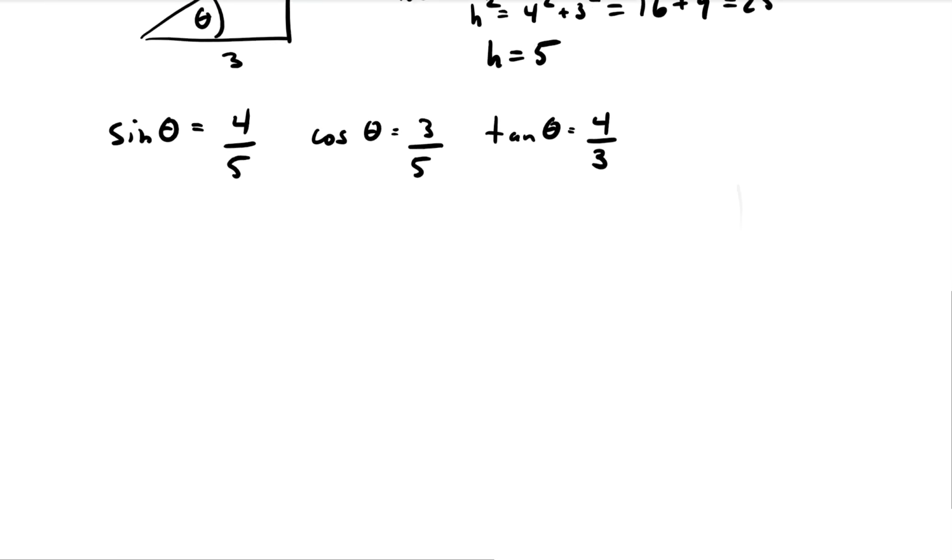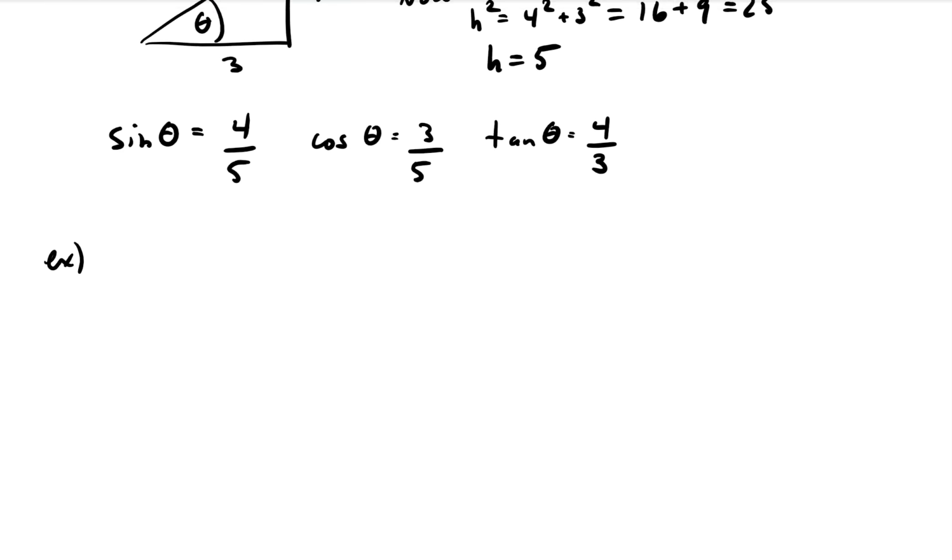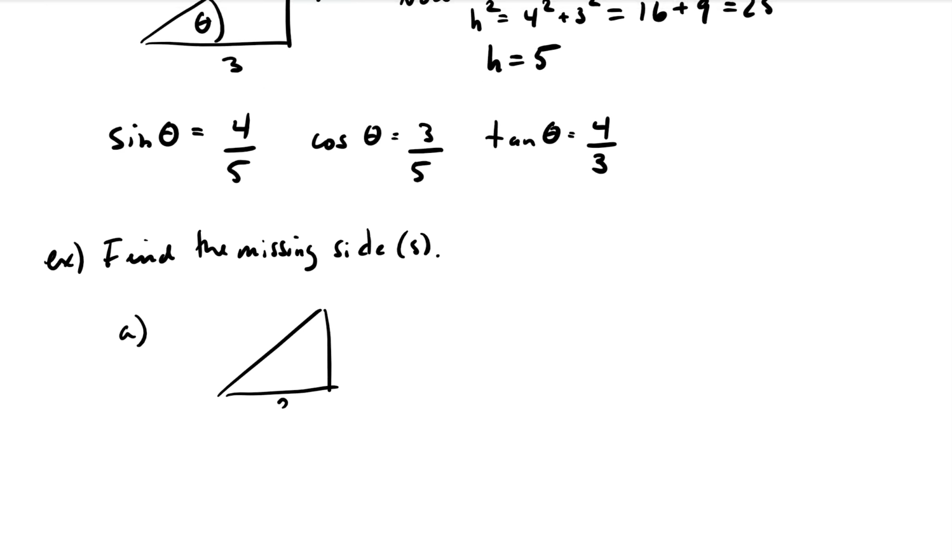So we'll look at two more examples where we're going to find the missing sides, with a plural if there's more than one side missing. So first example, we've got 9 and 15. Try to do that one, pause and come back.